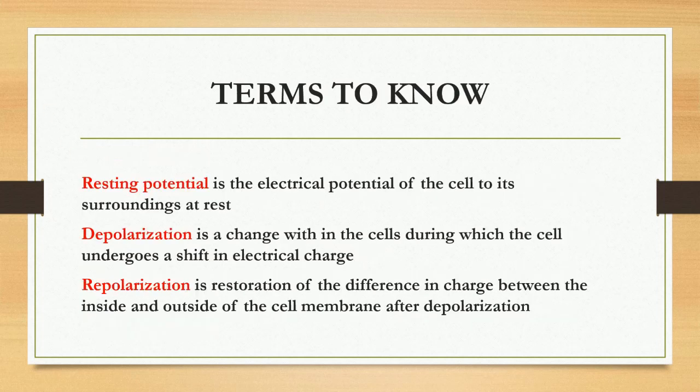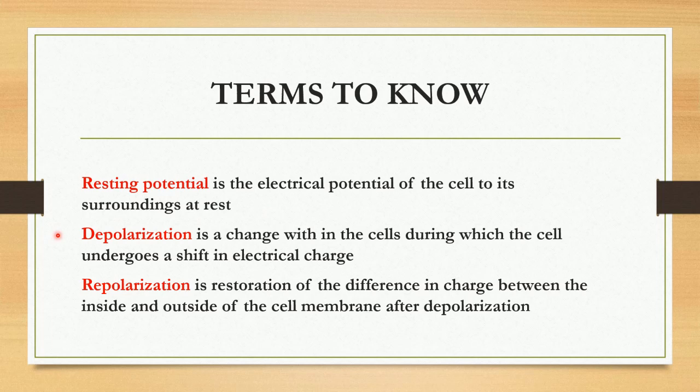We should know some terms before moving on to the next slide. First one is resting potential. This we have discussed in the last slide. That is the electrical potential of the cell to its surroundings at rest. So we have seen inside the cell we have positively charged potassium ions and outside the cell we have positively charged sodium ions. And the outside of the cell is positively charged relative to the inside of the cell.